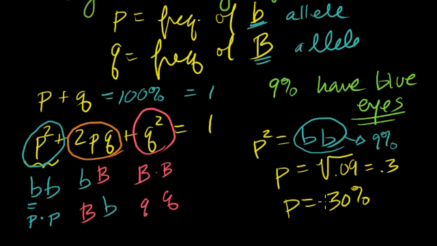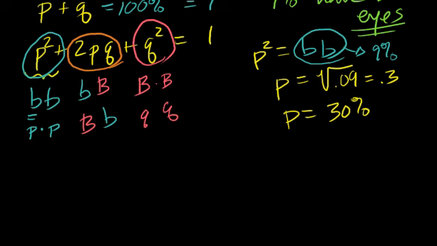You have a 30% chance of getting it from your mom and a 30% chance of getting it from your dad. So what's the frequency of the brown-eyed allele? Well, we know that the frequency of the blue allele plus the brown allele is 100%, so that's going to be 70%. If 30% of all of the alleles in the population are blue, the other 70% are going to have to be brown.